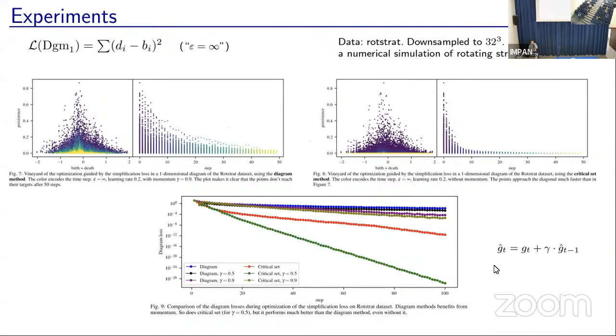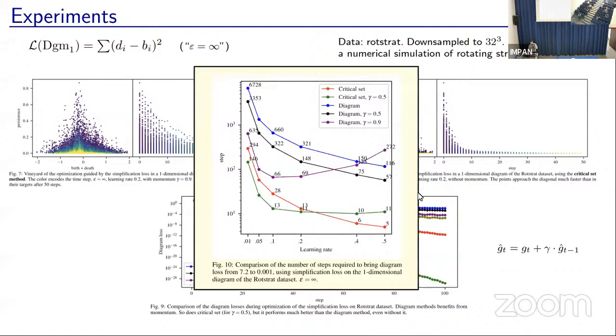Yeah. So in the previous diagram here, the yellow line is the high momentum critical set. Right. So good eye. I don't have much to say, other than the fact that momentum is crucially important for the diagram loss, but for the critical set method, if you crank it up, it starts overshooting, right? Because the critical set already tells you where to go. And if you maintain too much of the momentum from the previous step, it just hurts you. Unlike with the diagram losses, the more you crank it up, the better off you are.